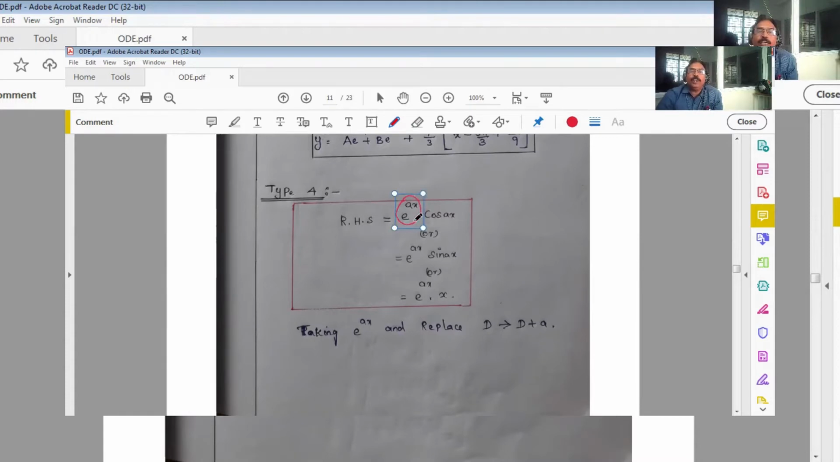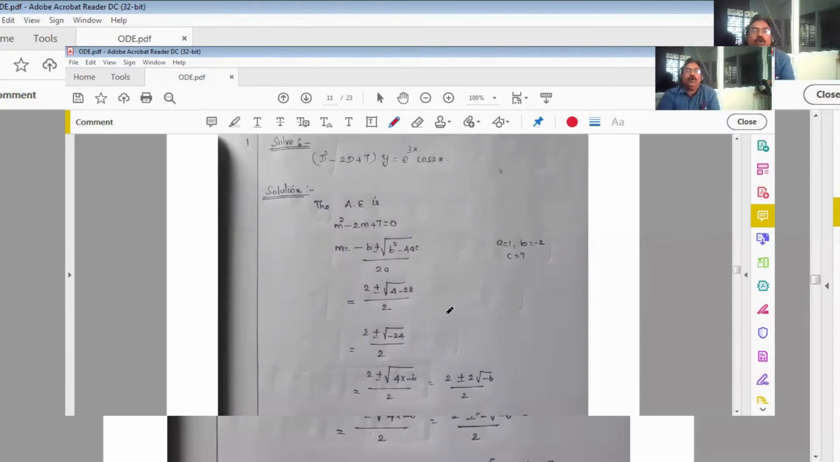Okay, e power ax. What do we call it? We call it the shifting theorem. E power ax can be with sin x or cos x or x. Okay. Replace d by d plus a. If you have e power minus 2, you replace d by d minus 2.